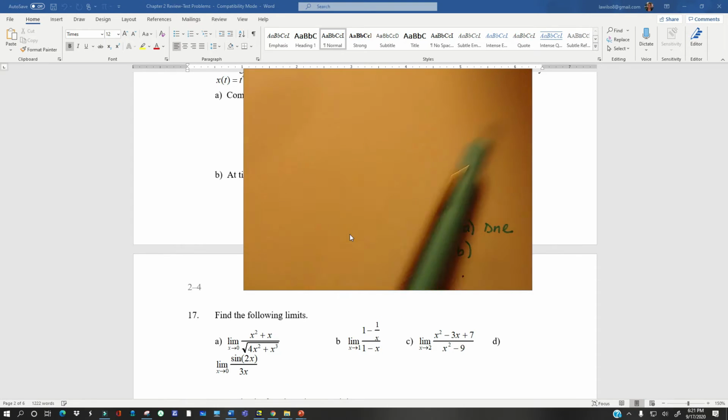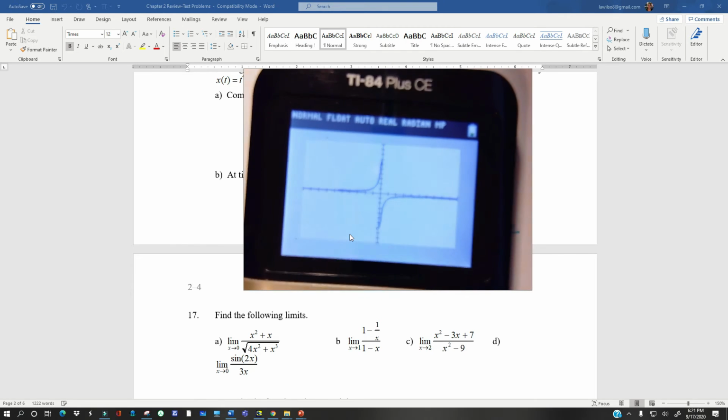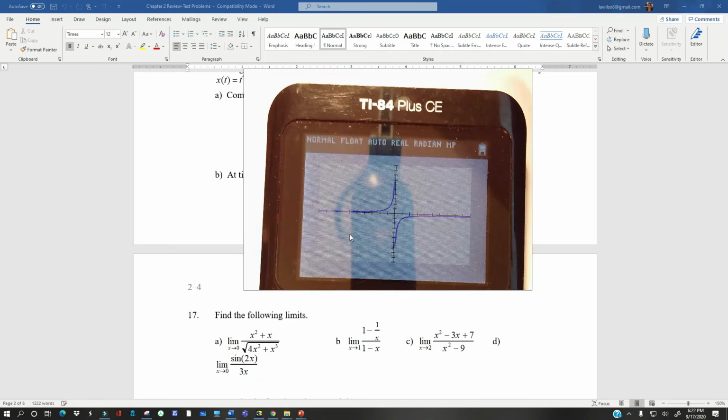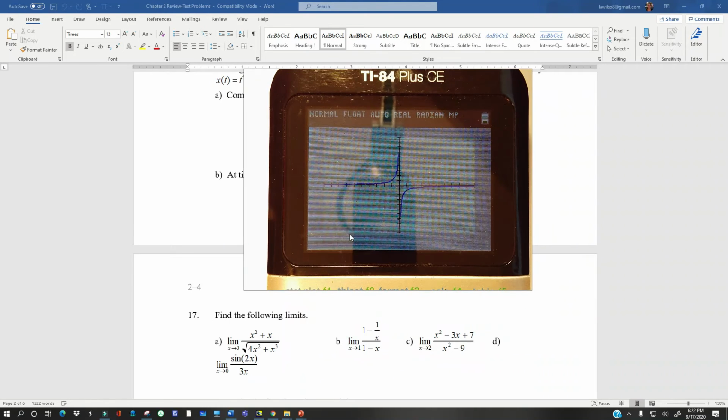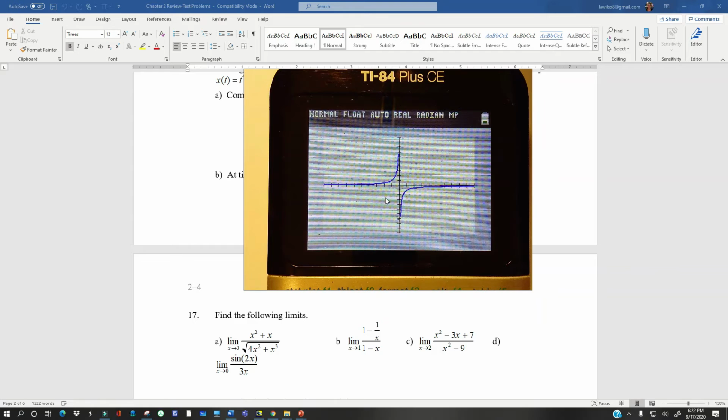Hang on, I want to check something. What was the function again? 1 minus 1 over x. Oh, I'm sorry, it was at 1. I was looking at the break in the graph. I was focused on 0. Yeah, it's still wrong. As x is approaching, oh yeah, I'm dumb.